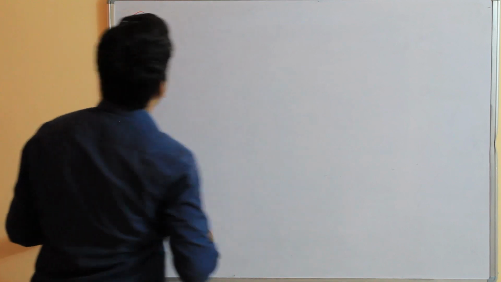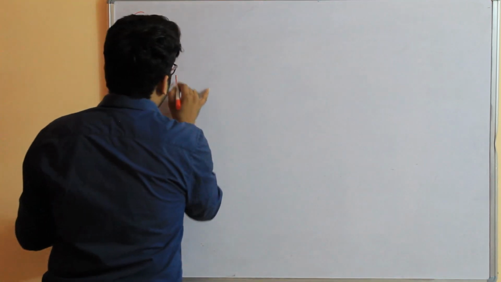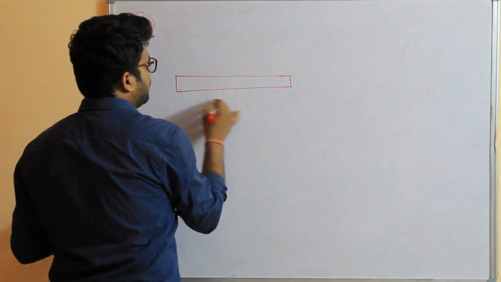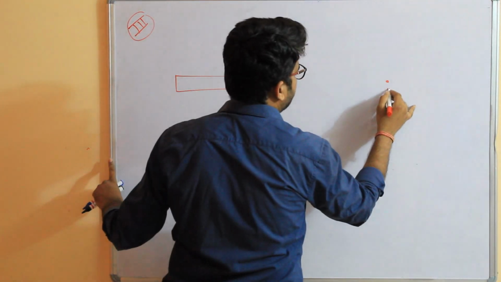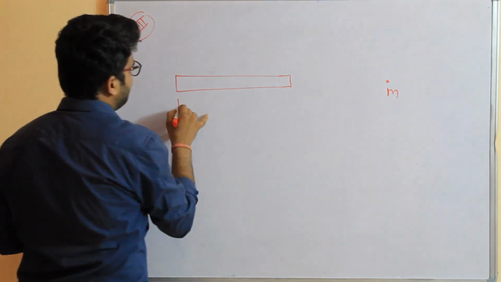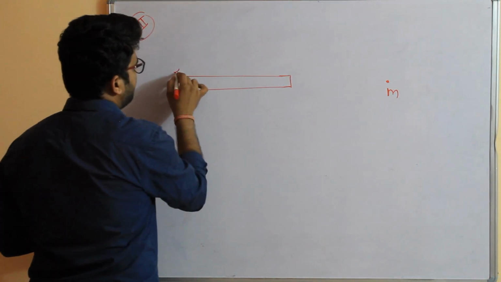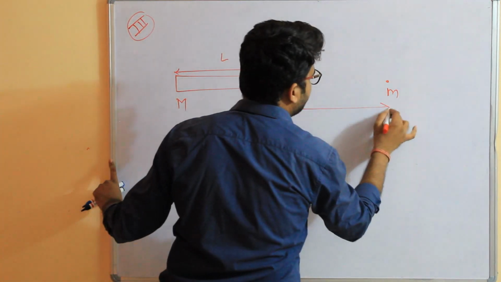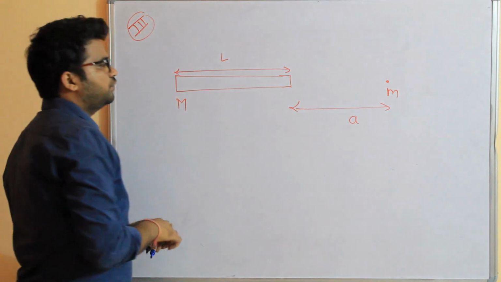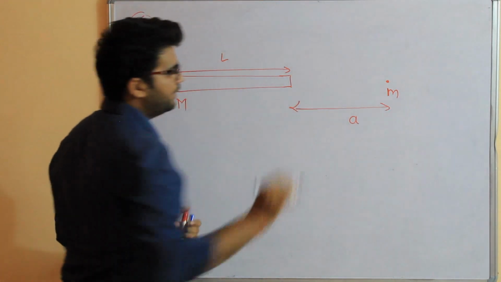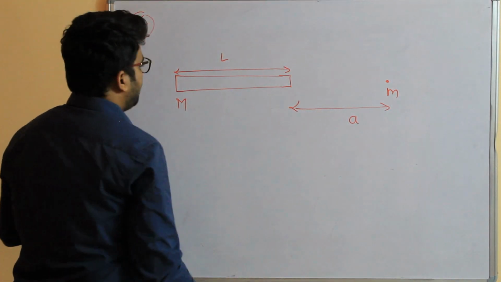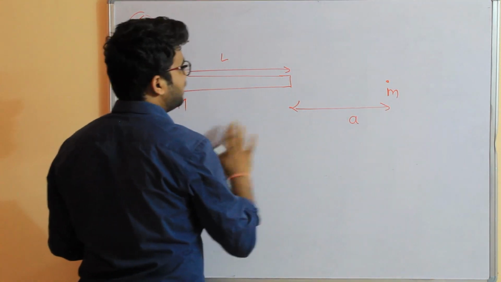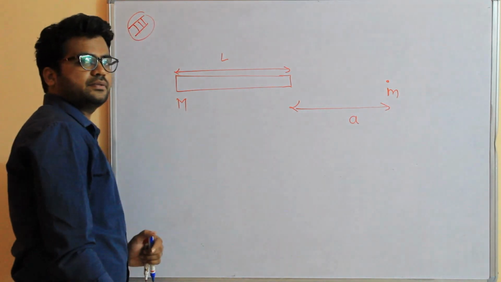Third model. In this, let us suppose this is the extended object and this is the point mass, small m. This is the extended object of mass M and length L, and this small m is placed at a distance of a from this extreme end. Now we have to find the gravitational force of attraction between this extended object and the point mass.